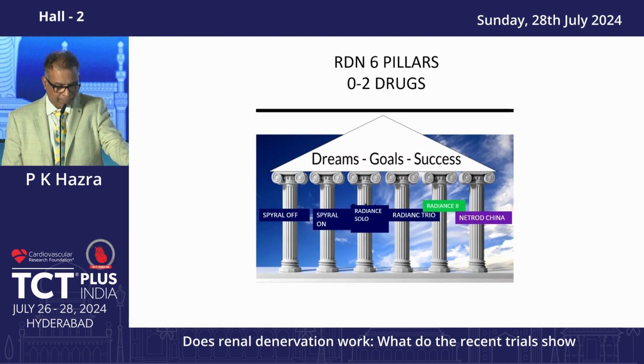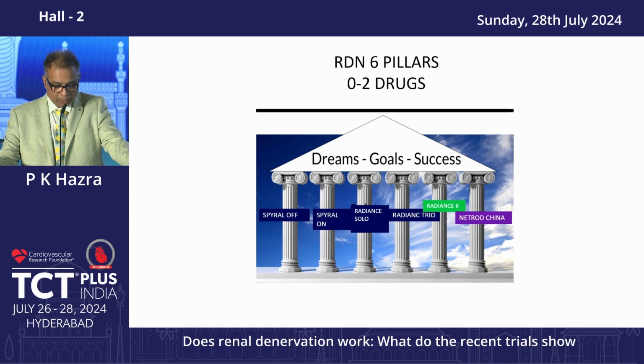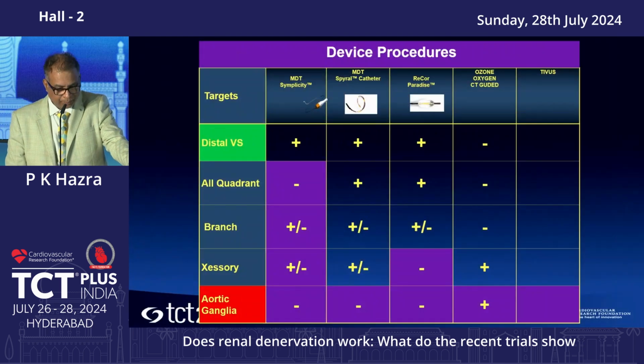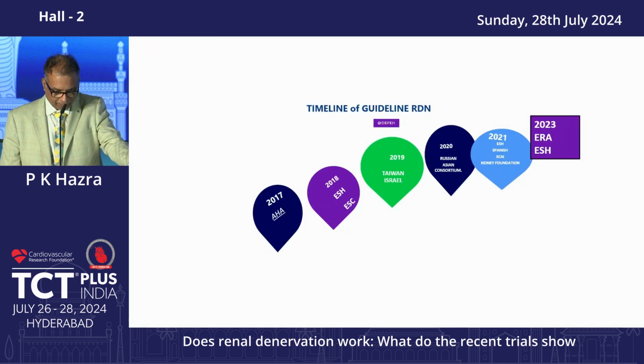These are other areas. So what are these 6 pillars of evidence? We have Spyral OFF, Spyral ON, Radiance Solo, Radiance Trio, Radiance 2, and Netwok China. So these are the devices. As I mentioned, the last device, the aortic ganglia ozone oxygen, and the TVAS, these 2 ultrasound systems. One is Recor, which will be available in India.